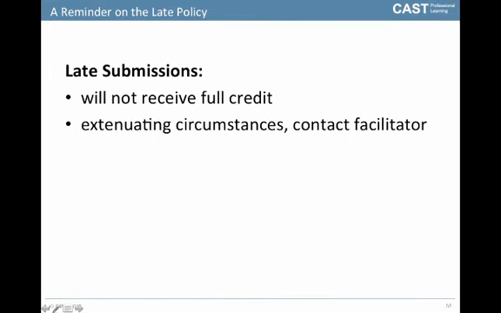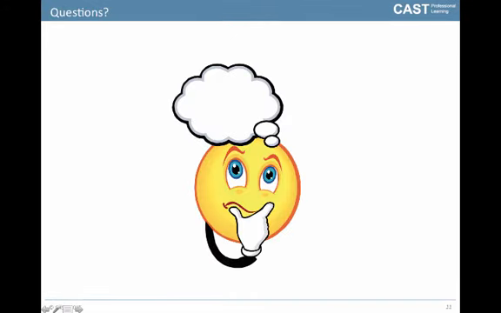This is an important reminder about late submissions. They will not receive full credit. Of course, if there are extenuating circumstances that warrant late submission of work, you are expected to contact your instructor to develop a plan for submission or makeup.